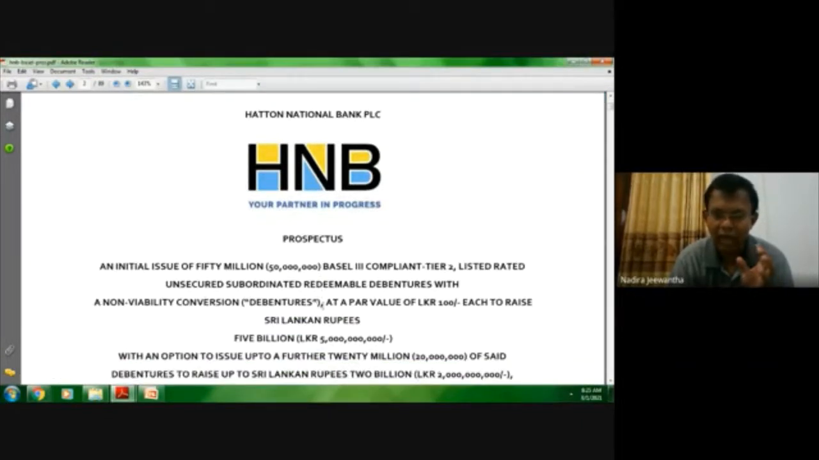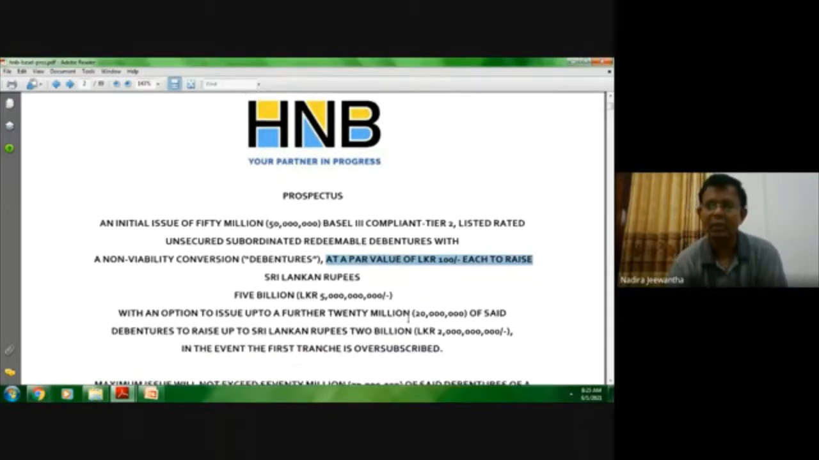The conversion at a par value of 100 is to raise. Par value of 100. Nominal value of 100. Now this particular debenture is going to be issued at 100. We're not talking about face value. Now these debentures are not previously issued.